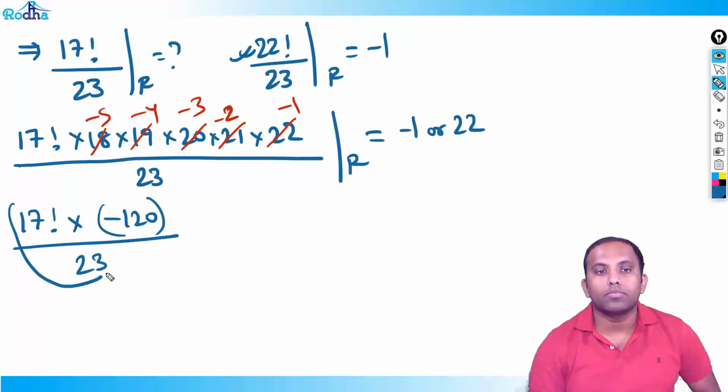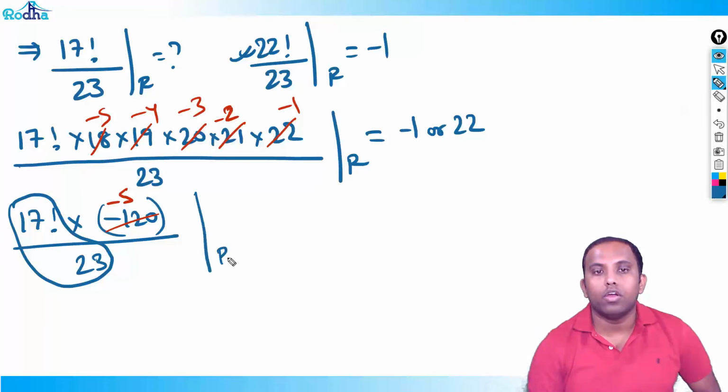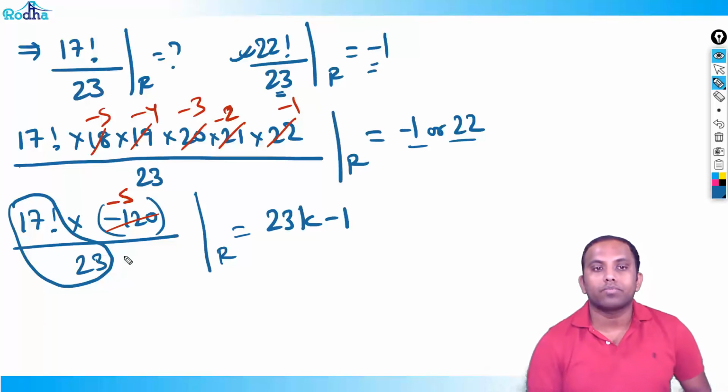This part you want. So 23 into 5 is 115, so minus 5 is left here. And what is the right side? Since neither minus 1 nor 22 is divisible by 5, what can you write? We can write the general form of the remainder. A number when divided by 23 has remainder minus 1, so you can write 23k minus 1.